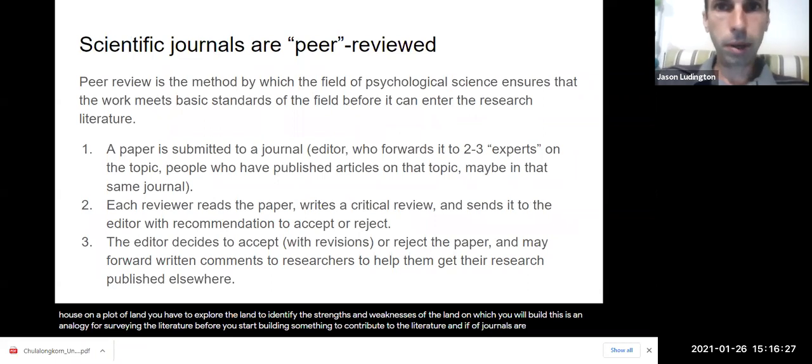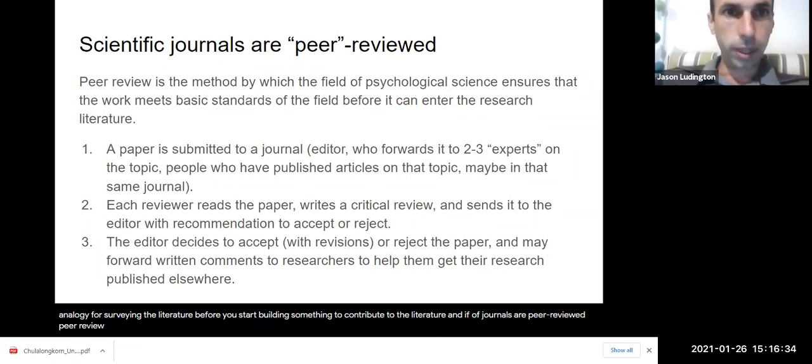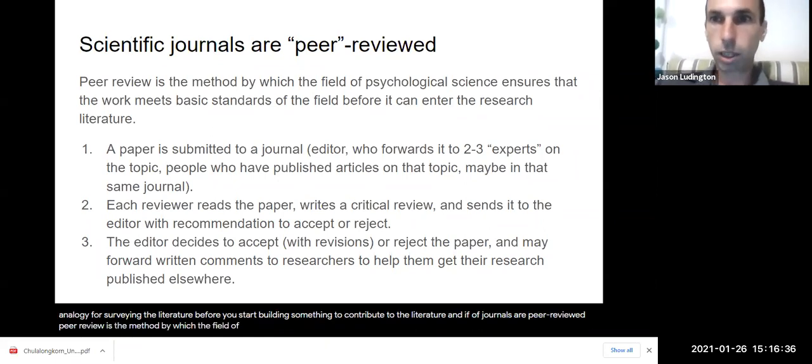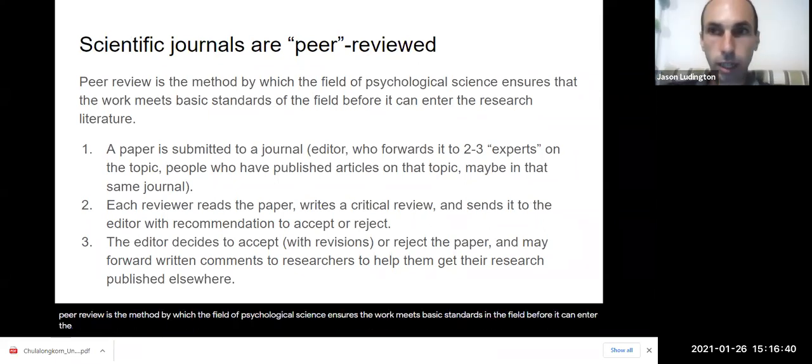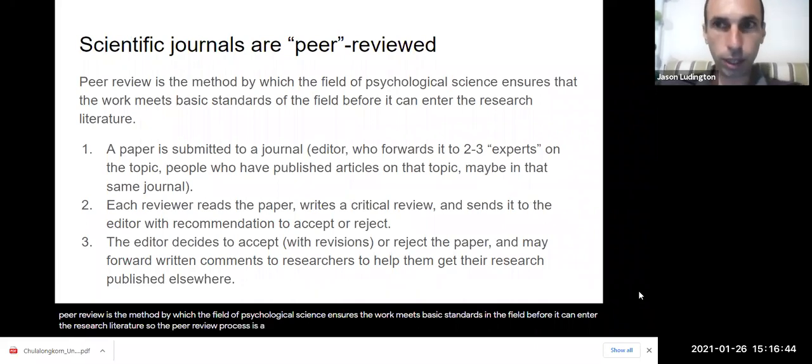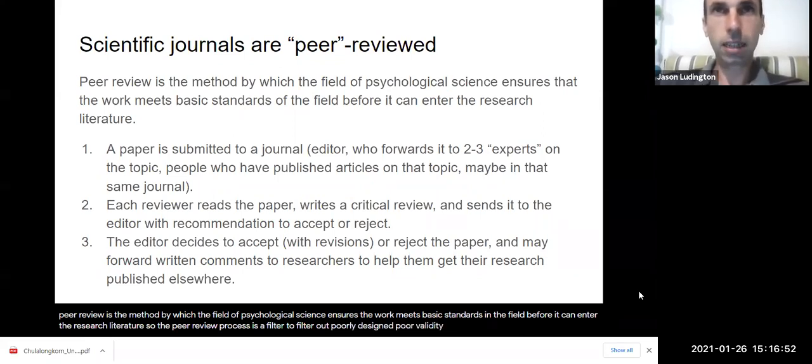Scientific journals are peer-reviewed. Peer review is the method by which the field of psychological science ensures the work meets basic standards in the field before it can enter the research literature. So the peer review process is a filter to filter out poorly designed, poor validity, poor reliability, poorly executed work.